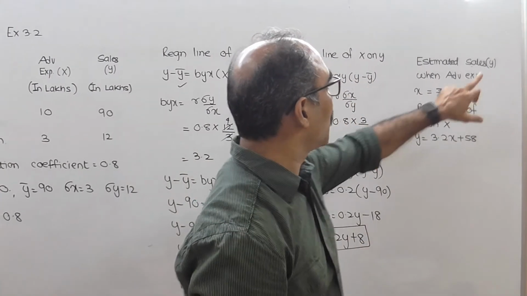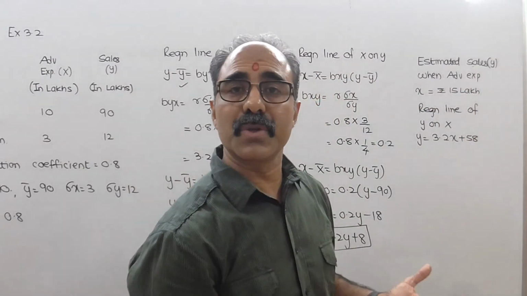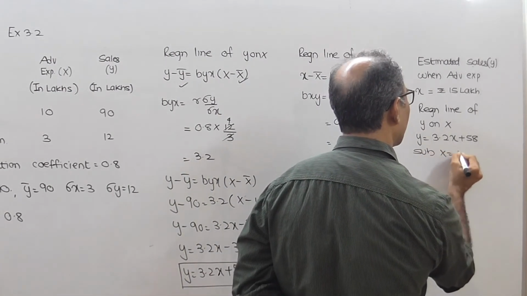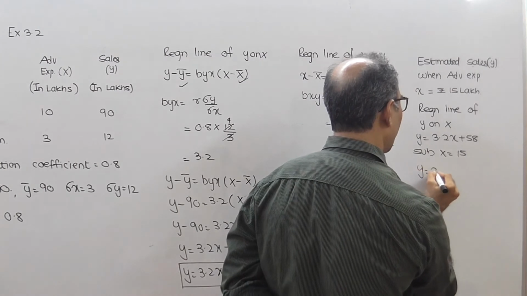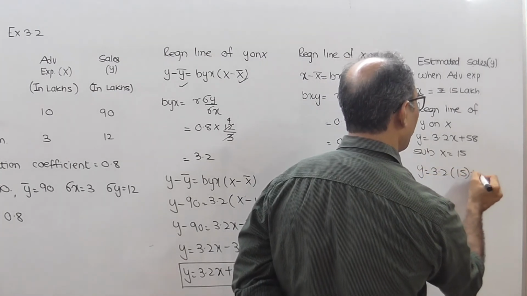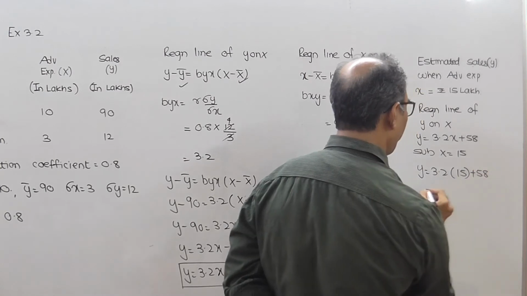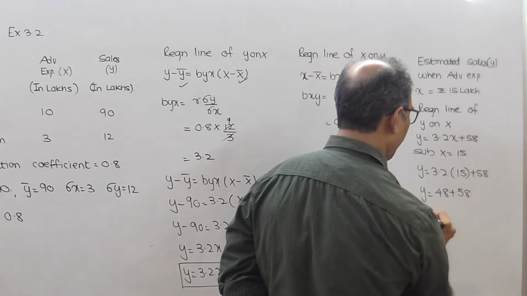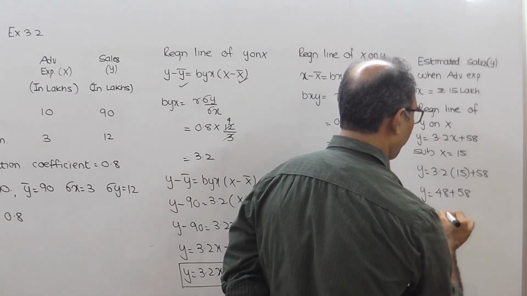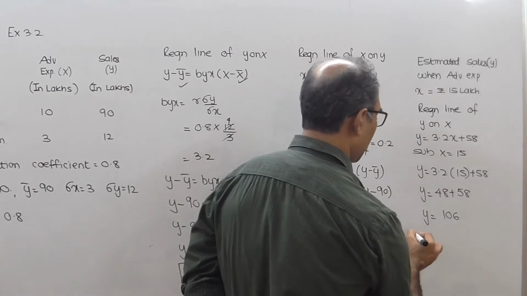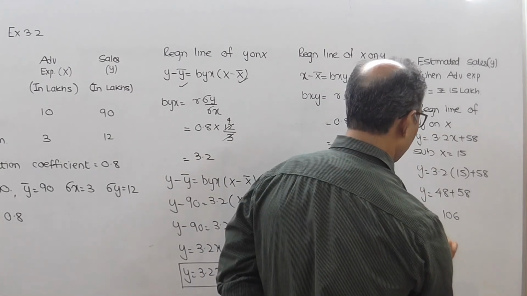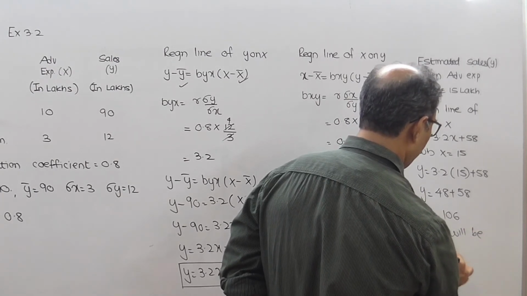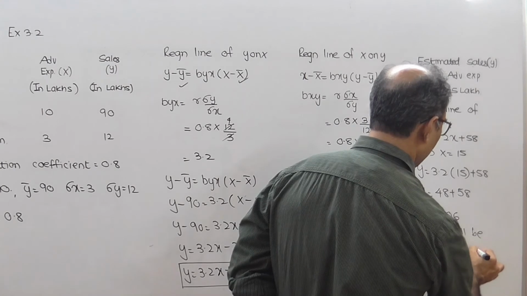What do we need? We need the value of y. Since we need the value of y, you have to use the regression line of y on x. So what I will do is I will substitute x equal to 15. So we get y equal to 3.2 into 15 plus 58. I think this is 48 plus 58, and 48 and 58 is 106. Therefore the sales will be rupees 106 lakhs.